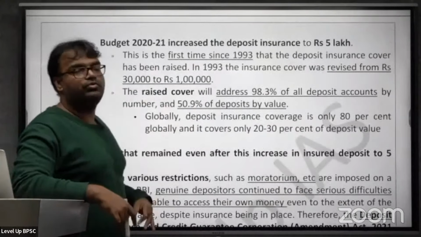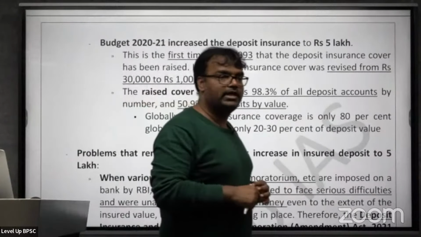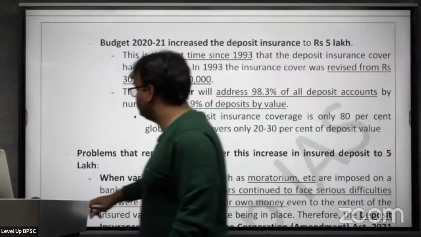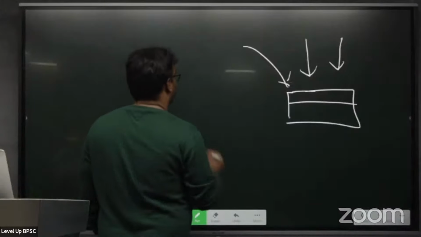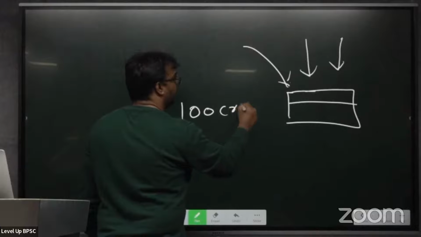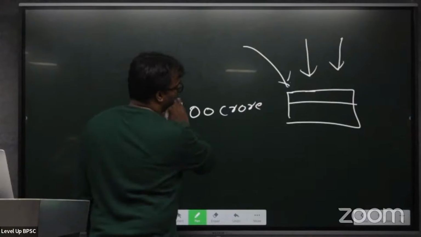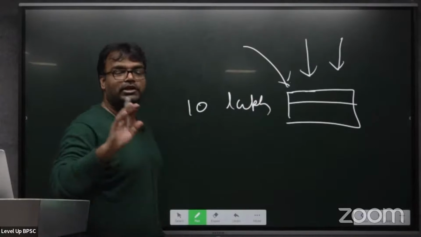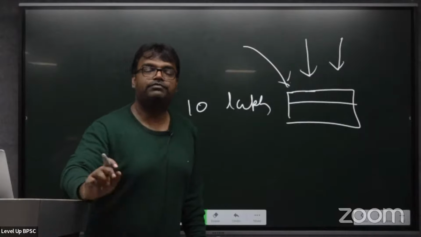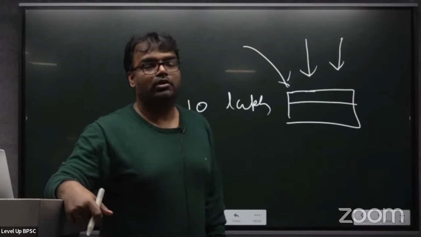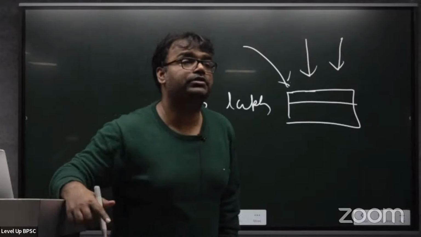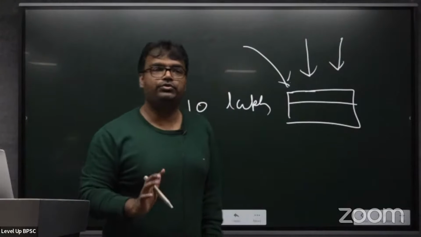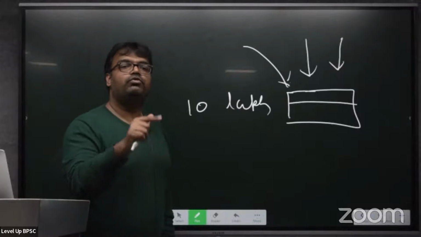Now, budget 2020-21, that is last year जो budget आया था, it increased the deposit insurance. अच्छा, before understanding this, understand this. Suppose I have 10 lakh rupees of deposit in bank. If that bank, Jatin's bank, closes tomorrow, is Deposit Insurance and Credit Guarantee Corporation going to return me the entire 10 lakh rupees? No. Before 2020-21, the maximum protection that was available was 1 lakh rupees.